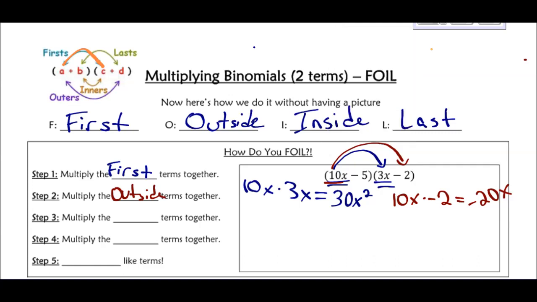And then I multiply the inside of the problem together. The inside is these two numbers on the inside, or two terms on the inside. That and that. It's negative 5 times 3x. That's negative 15x. Again, the x doesn't actually change. Just multiplying the numbers in the front.